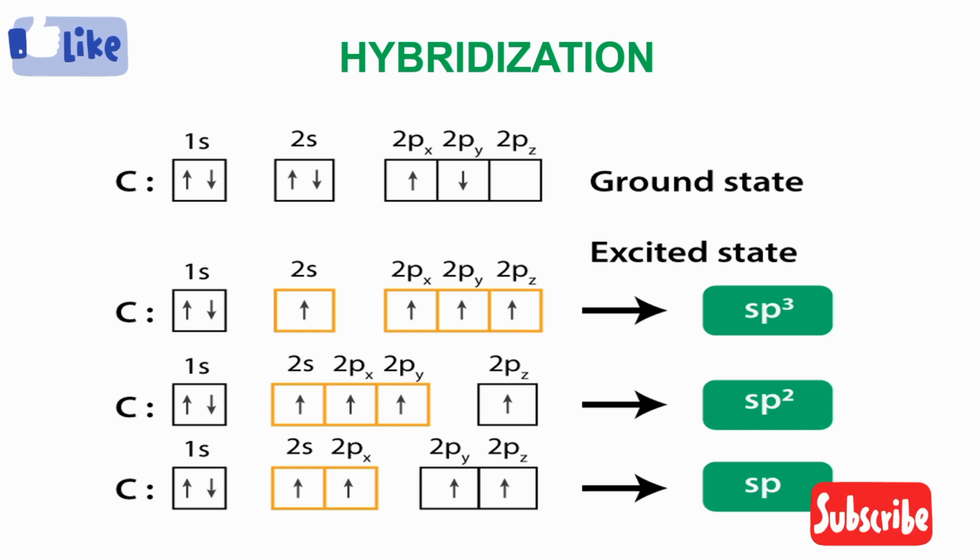But when they are excited, everybody is happy. They realize that Pz does not have anything and is hungry, needing something, and 2s has two. 2s said, okay, I can share. So 2s let go of one of its own and gave it to 2pz. So everybody has something. That is what happens in the excited state. Remember, because 1s is not on the same energy level, it is not taking part in hybridization.